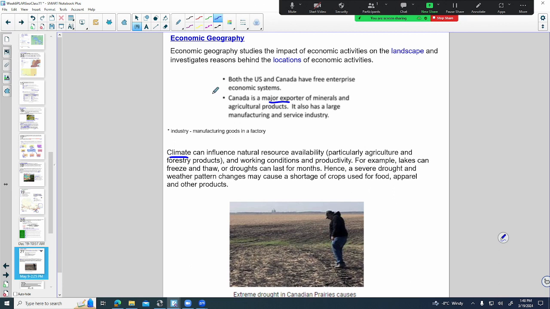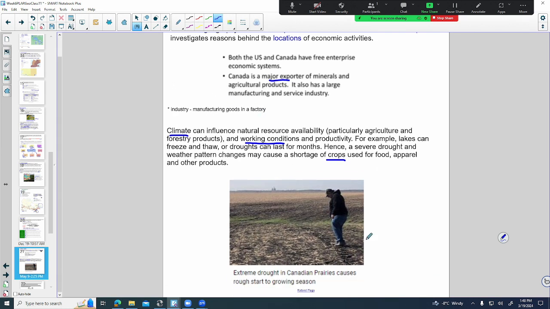One thing that can influence natural resource availability is climate. So particularly where it concerns agriculture and forestry products. It also involves working conditions and productivity. So for example, lakes can freeze and thaw, or droughts can last for months. So if you have a severe drought and weather pattern changes, it may cause a shortage of crops used for food, apparel, and other products. So you can see a picture here. There's an extreme drought in the Canadian prairies, causing a rough start to the growing season.